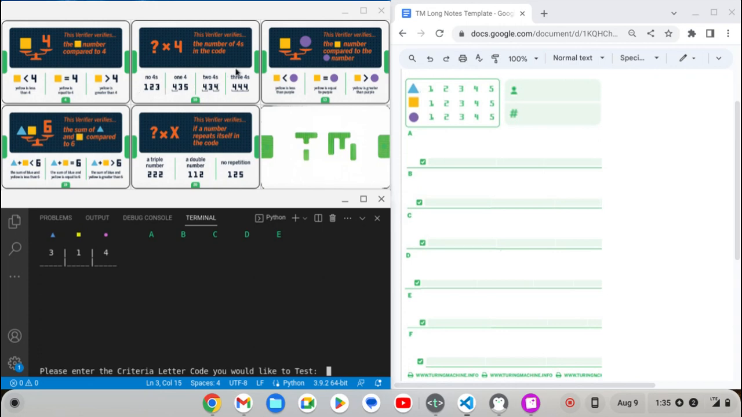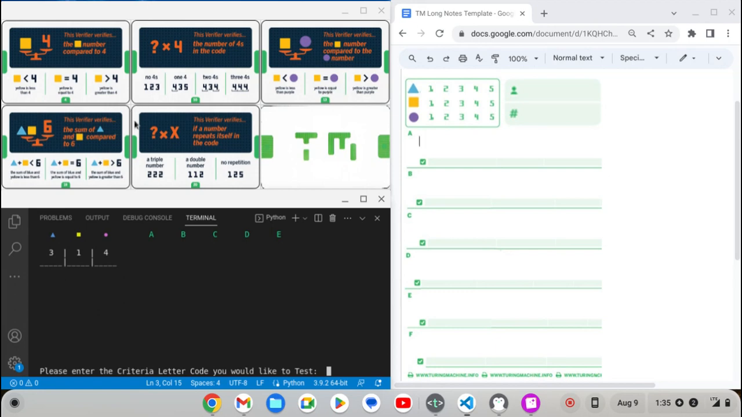Criteria card B looks at the 3-digit solution and will let us know how many of those 3 digits are 4. Are there no 4s? Is there a single 4? Perhaps 2? Maybe even all 3 are 4. Criteria card C will look at our middle and last digit, square and circle, and compare them. So should the value of square be less than circle? Should they be equal? Or should the value of square be greater than circle?